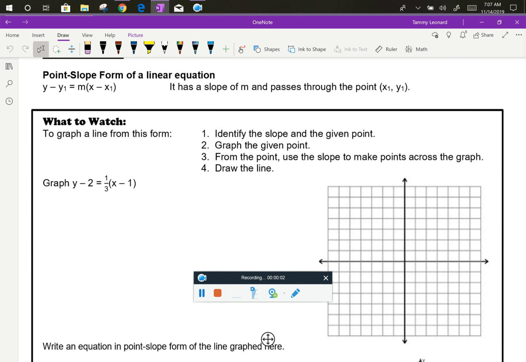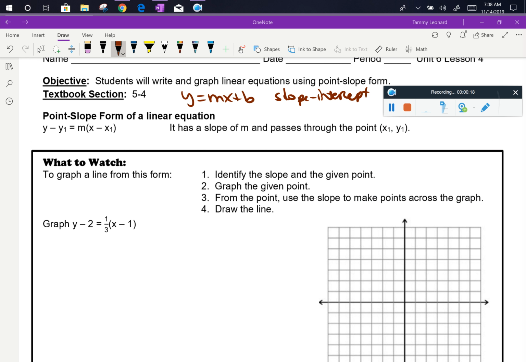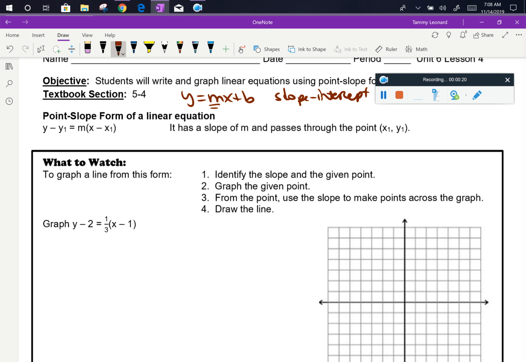Today we're learning about the point-slope form of a linear equation. This is the second of three forms. We already know y equals mx plus b, which was the slope-intercept form. Now remember, it was called the slope-intercept because m told us the slope of the line and b told us the y-coordinate for the y-intercept.